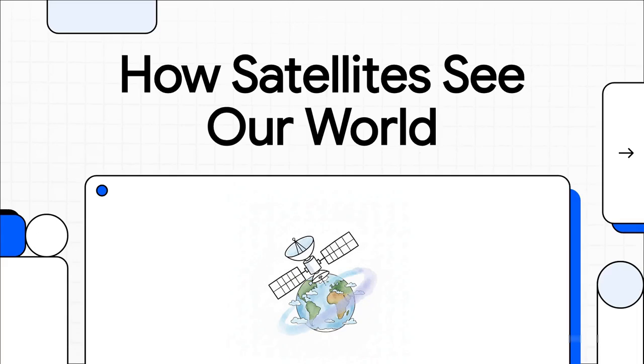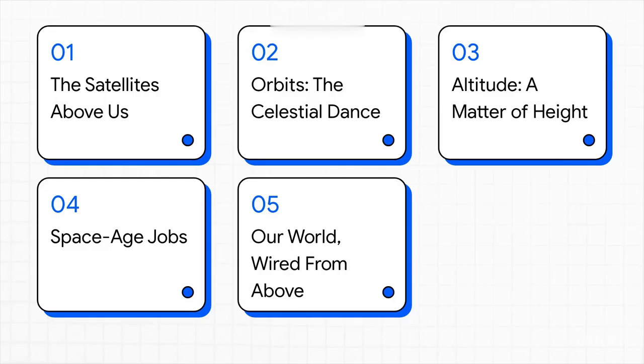Have you ever stopped to think about the invisible architecture that basically runs our modern lives? I'm talking about the weather forecast you check every morning, the GPS that gets you home. It's all powered by this incredible network of objects just silently flying way, way above our heads. So today, we're going to pull back the curtain and take a look at how this amazing network of satellites actually sees our world.